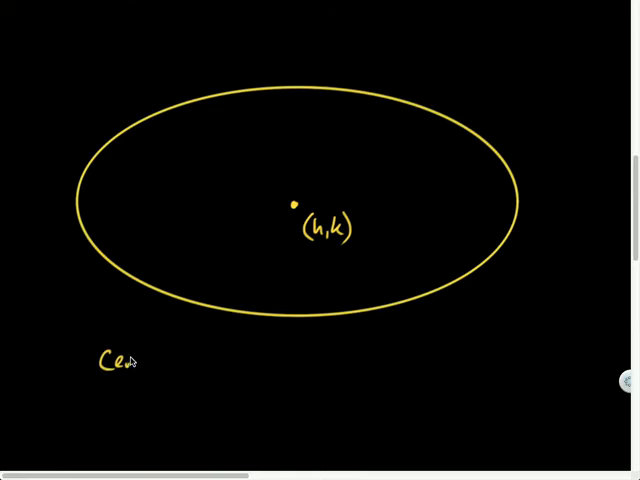Let's see, so center h comma k. I'm going to have some other points. The longest distance, all right, I'll have points here and here.